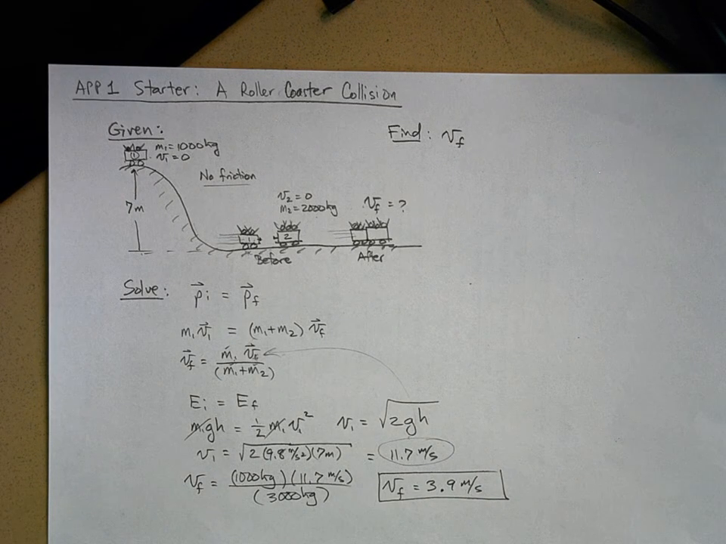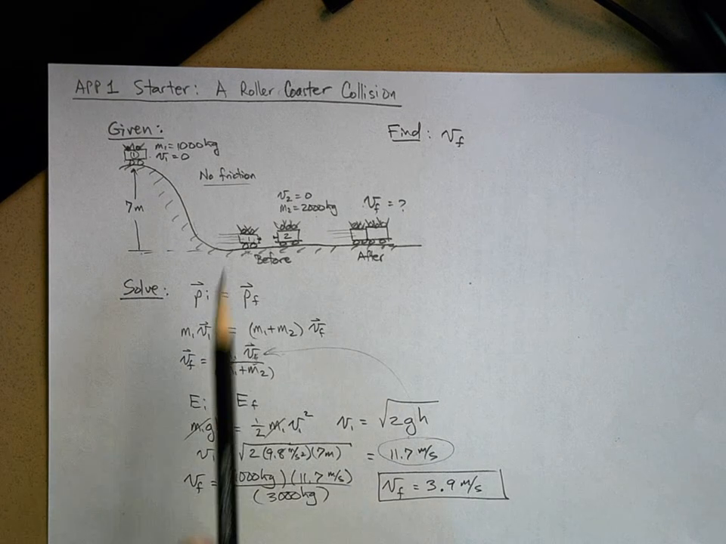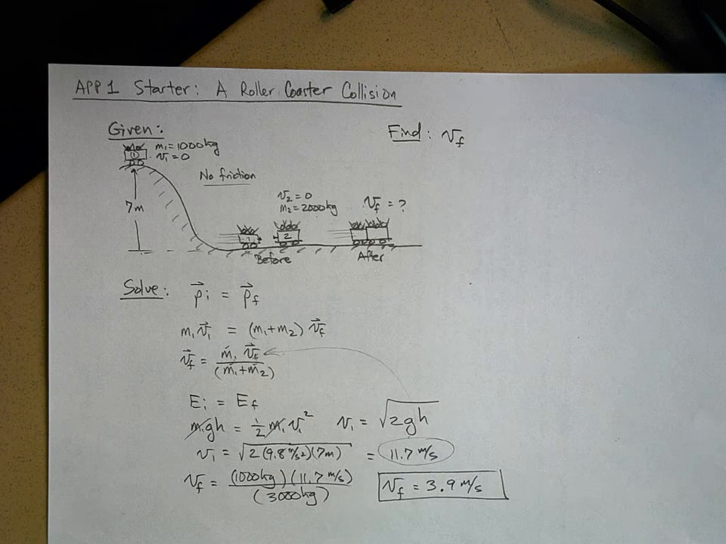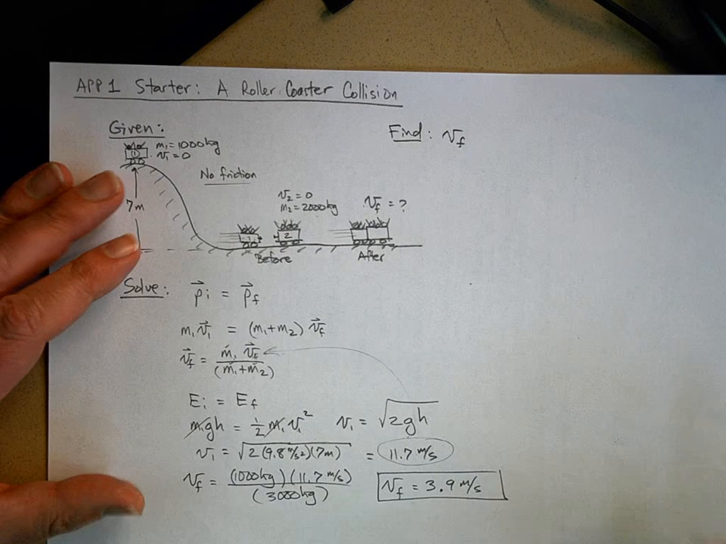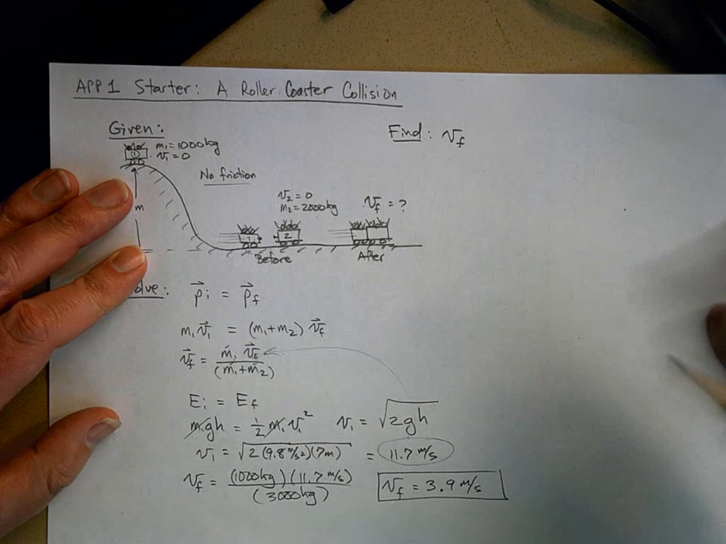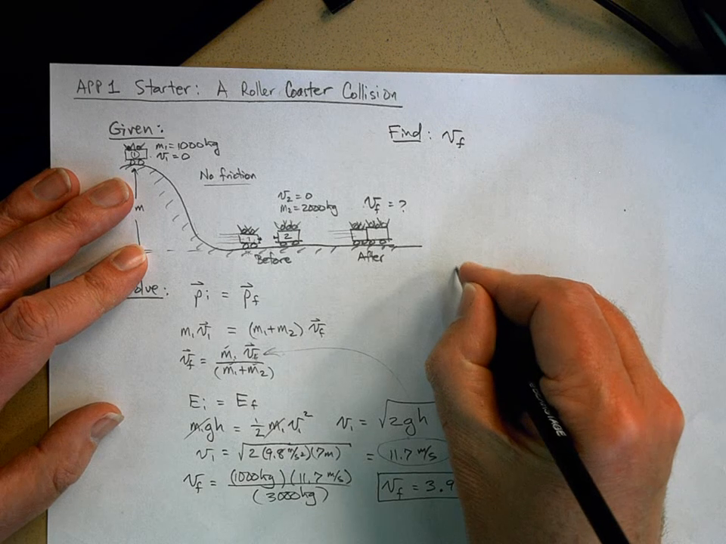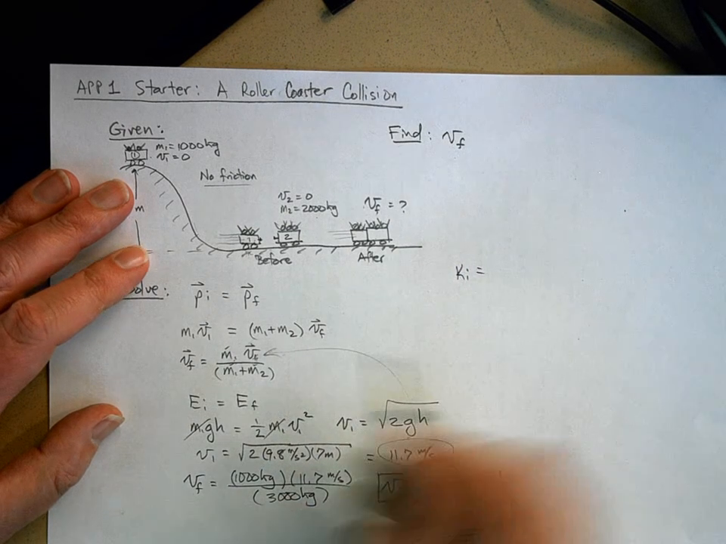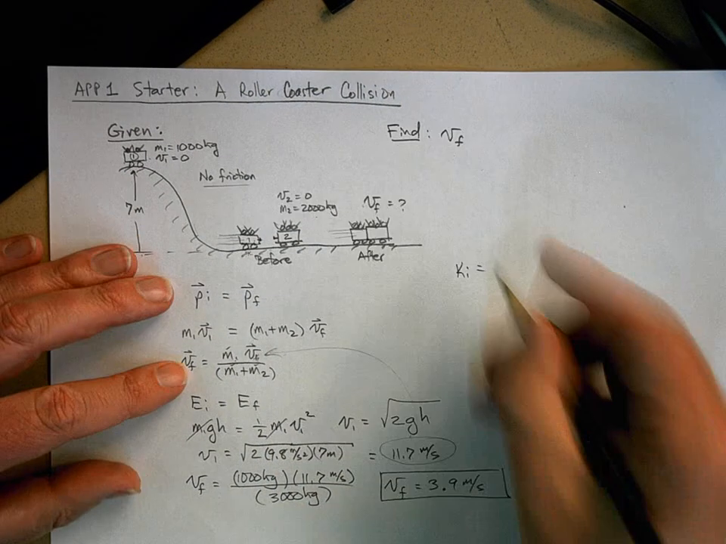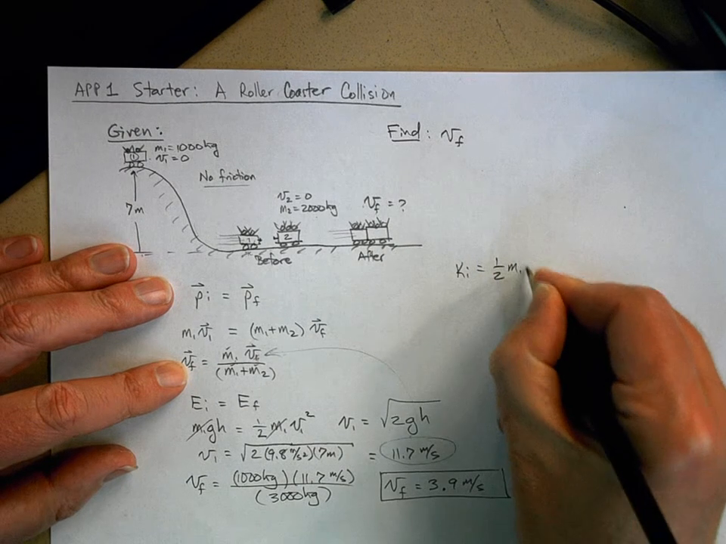Whenever you have a perfectly inelastic collision, that is, one object collides with another and they stick together, you've actually lost the maximum possible amount of kinetic energy for that. That's why I call it a perfectly inelastic collision, which we talked about last week. Now let's actually figure this out. What is K initial? Well, K initial is 1/2 M1 V1 squared.